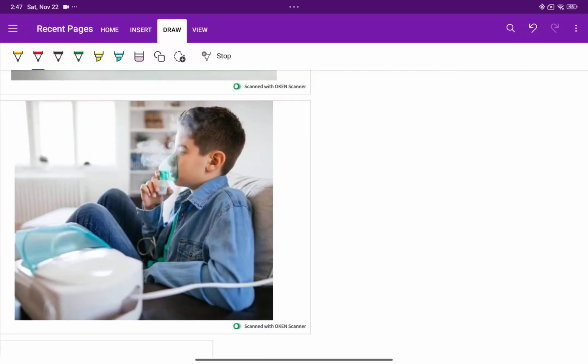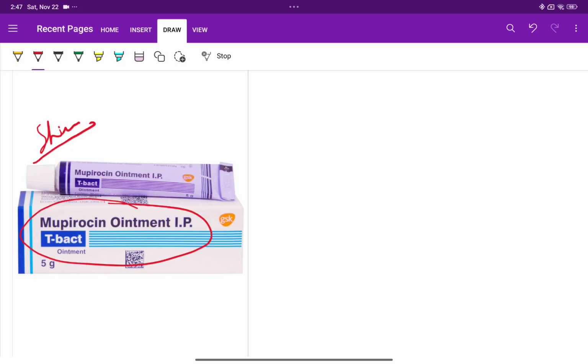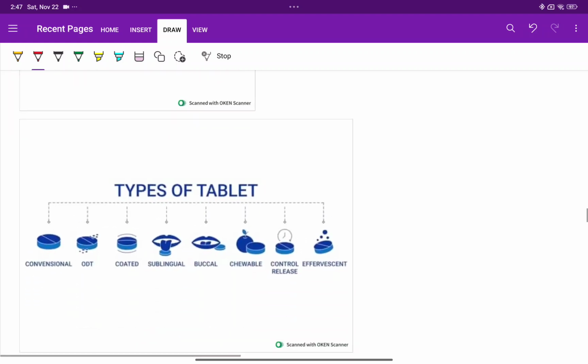Next one is nebulization. When there is an acute attack of asthma, we give the drug in nebulization form. Examples are salbutamol, budesonide, and ipratropium bromide. These are bronchodilators given in nebulization form to patients. This is the tube of mupirocin, for skin bacterial infection. We give the mupirocin ointment, for example.